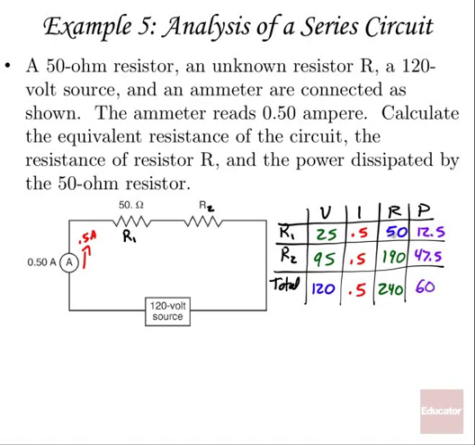Now I know everything I need to about the circuit. I can go answer the questions. Calculate the equivalent resistance of the circuit. All right, that's easy. The equivalent resistance is our total resistance there, 240. The resistance of resistor R. Well, resistor R is R2. Its resistance is 190 ohms. We've answered that as well. And the power dissipated by the 50 ohm resistor. So the power dissipated by R1, 12.5 watts. By filling out our VERP table, we've answered all these questions effectively.